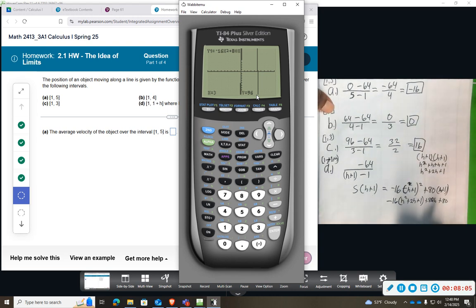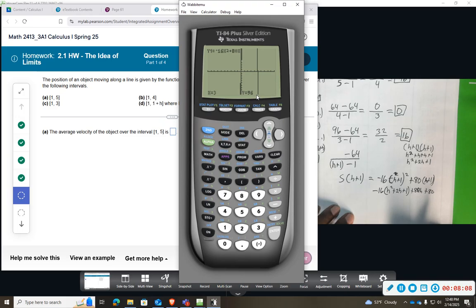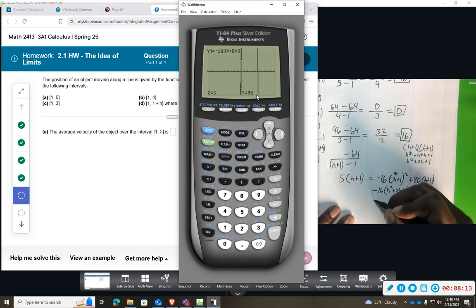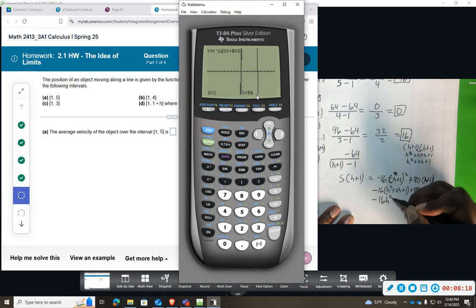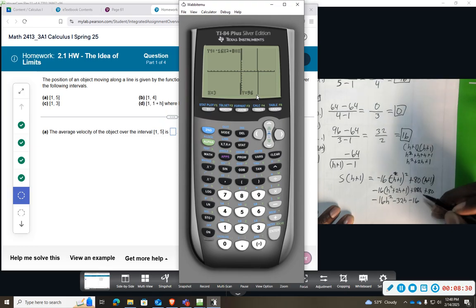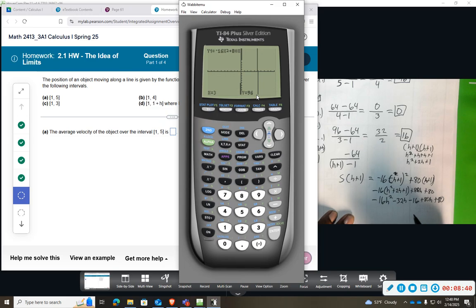Okay? And now we're going to distribute and simplify what we can. So we have a negative 16h squared, and then minus 32h minus 16 plus 80h plus 80. Alright, so we can combine like terms.